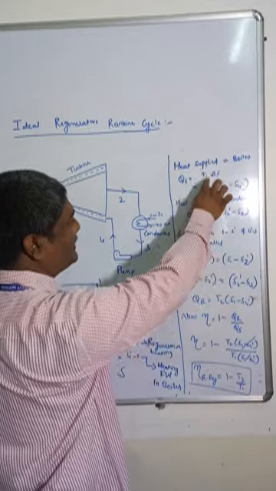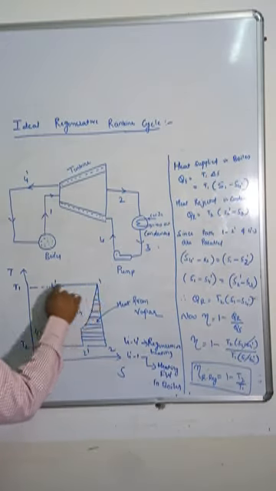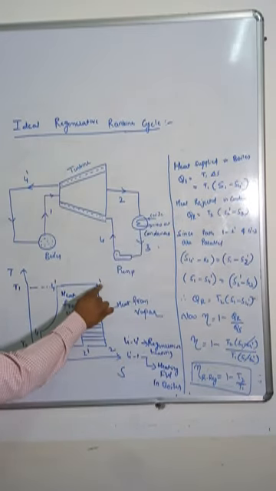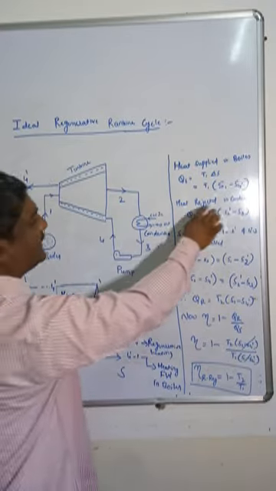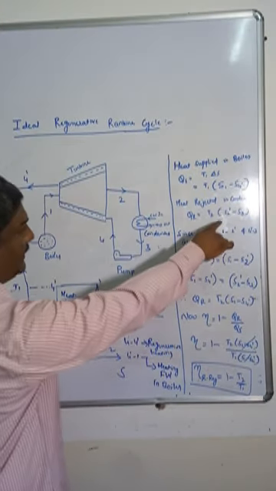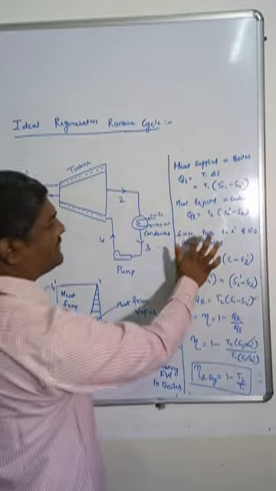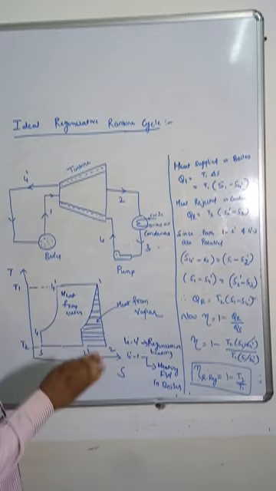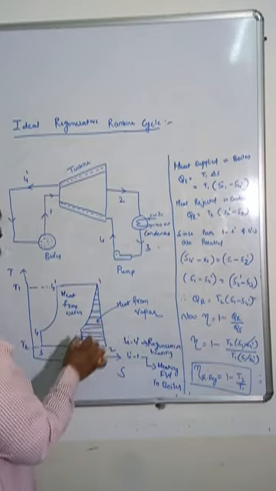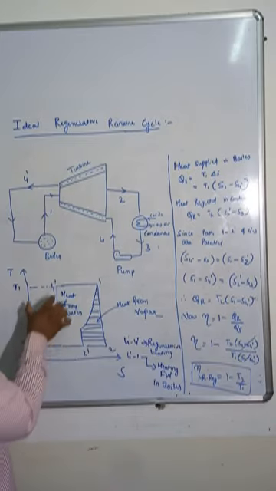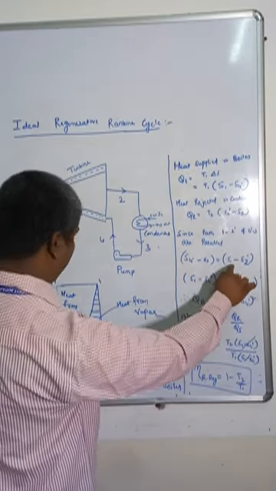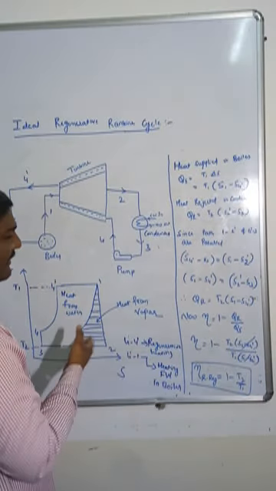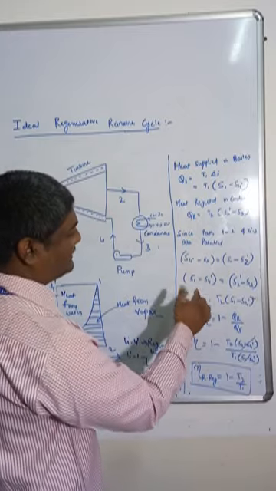Heat supplied in the boiler is this part: temperature T1 into the entropy difference, S1 minus S4 dash. Heat rejected in the condenser is T2 into S2 dash minus S3. Since paths 1 to 2 dash and 4 dash to 3 are parallel, I take the S4 dash minus S3 difference and the S1 minus S2 dash difference and equate them, because both are parallel, so the ratio will be the same.